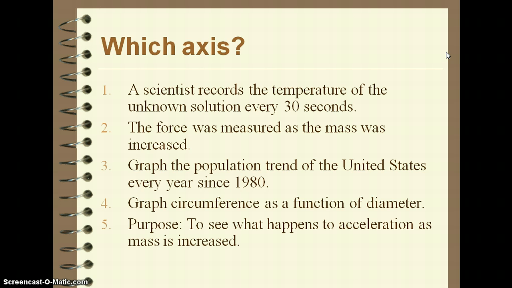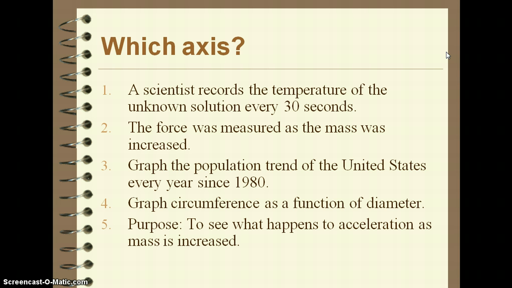What if a scientist records the temperature of an unknown solution every 30 seconds? What do you think? I think the two variables we have are temperature and time. And it seems like the scientist is trying to make a measurement every 30 seconds. So when 30 seconds goes by, he makes a measurement of temperature. And so the independent variable would be time, and the dependent variable would be temperature. So which axis would those be graphed on? Time, being the independent variable, would be on the x-axis. Temperature, being the dependent, would be on the y-axis. So you always want to do independent on x, dependent on y.